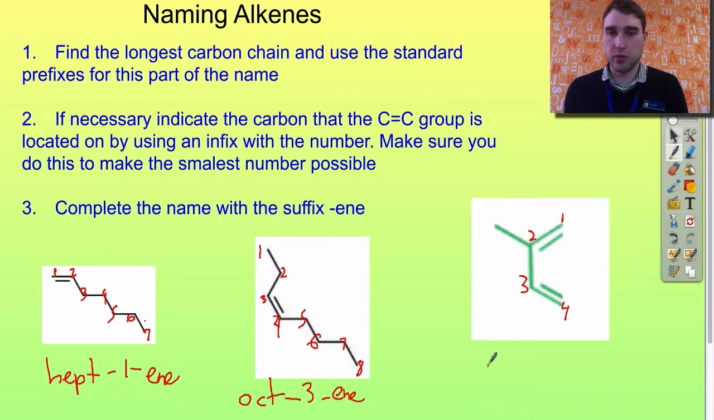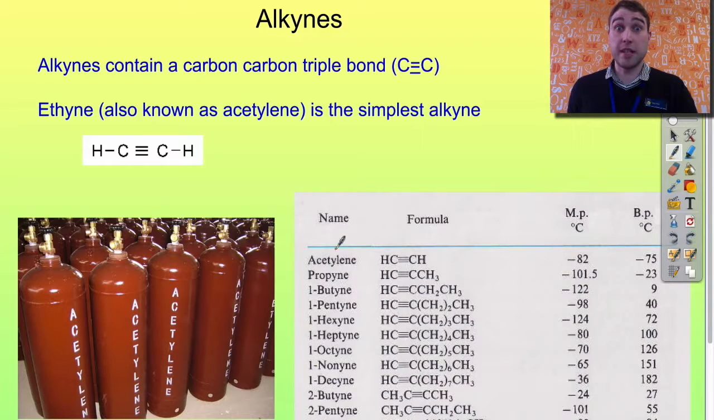So I'm going to put bute. I have an alkene group on carbon 1 and carbon 3. So bute 1,3. Now, because there's 2 of them, we need to indicate that. So di-ene. Then we've got this methyl group as well on carbon 2. So it'll be 2-methyl bute 1,3-diene.